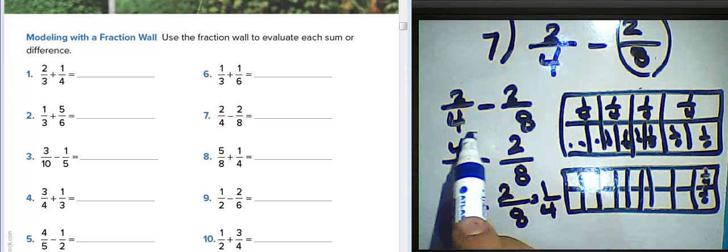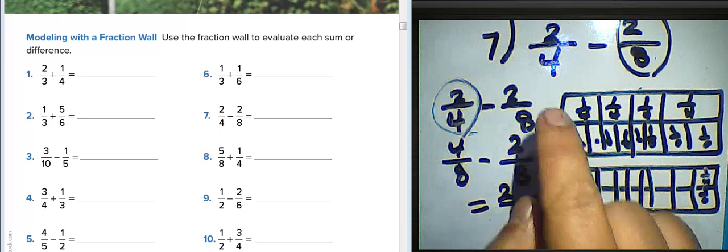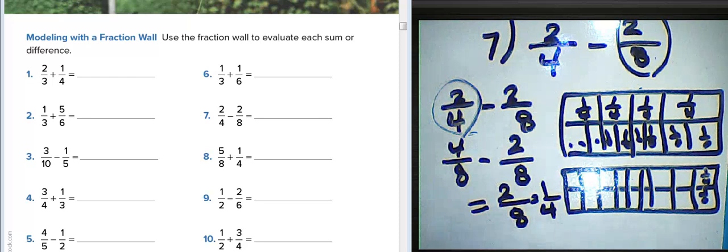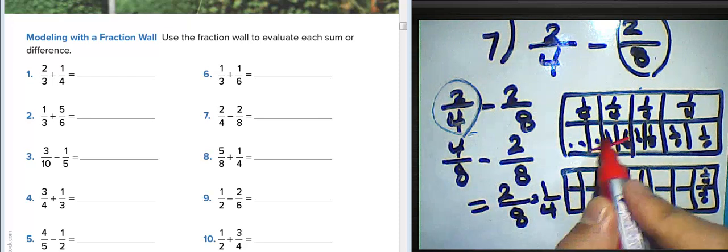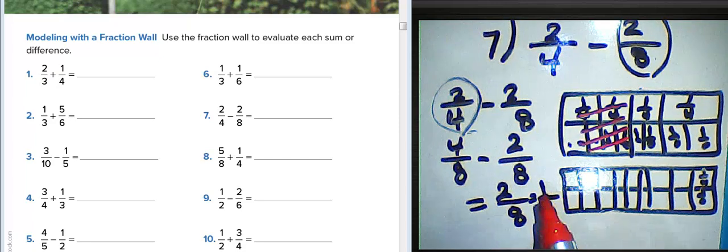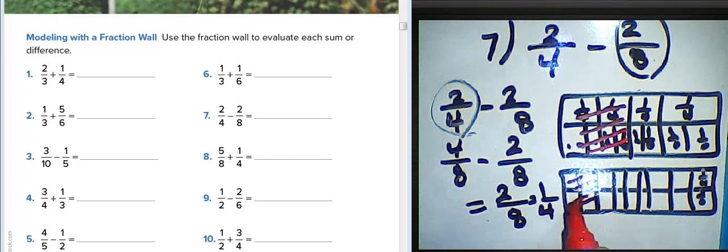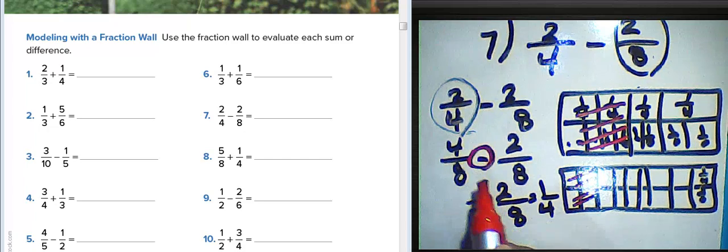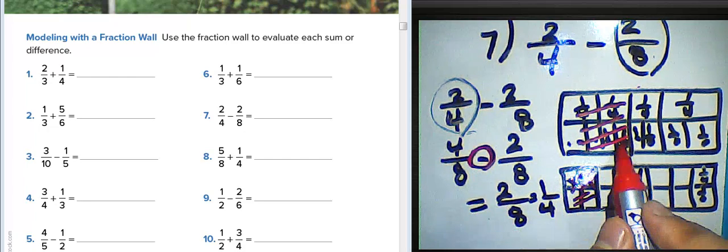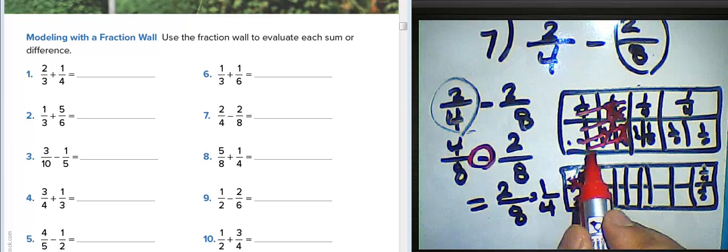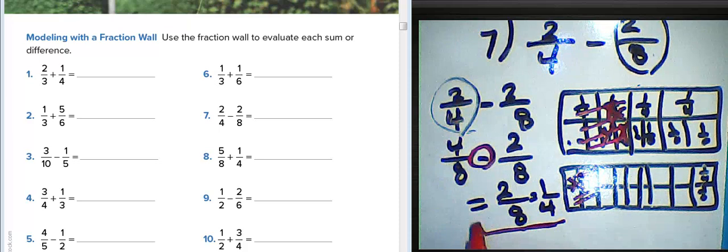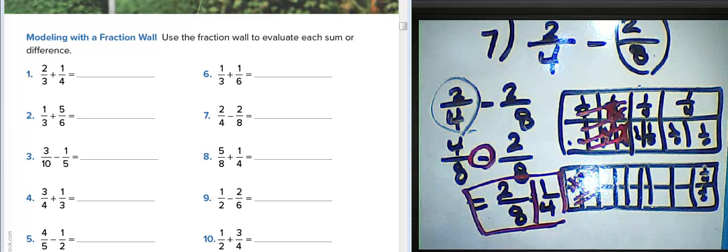And then color 2 over 4 here, or color 2/4. Color this part, and we must color 2 over 8 here, and then we must find the difference between them. Cancel this area from the top. The result will be 2 over 8, which is a fourth. The result will be a fourth. It was question number 7.